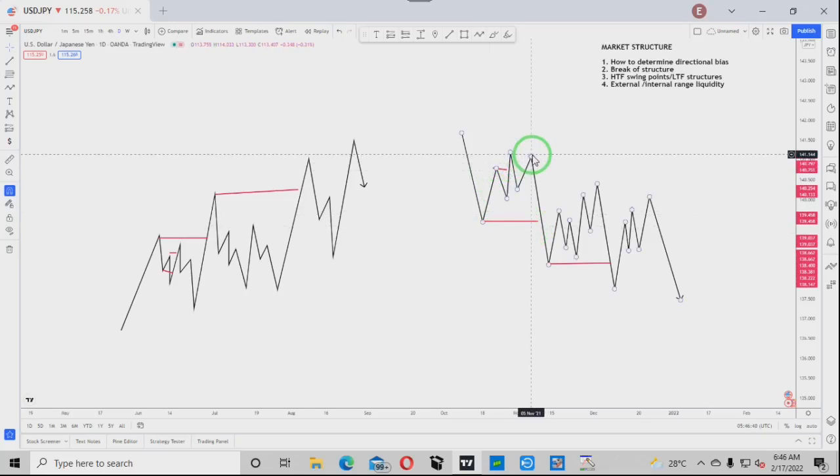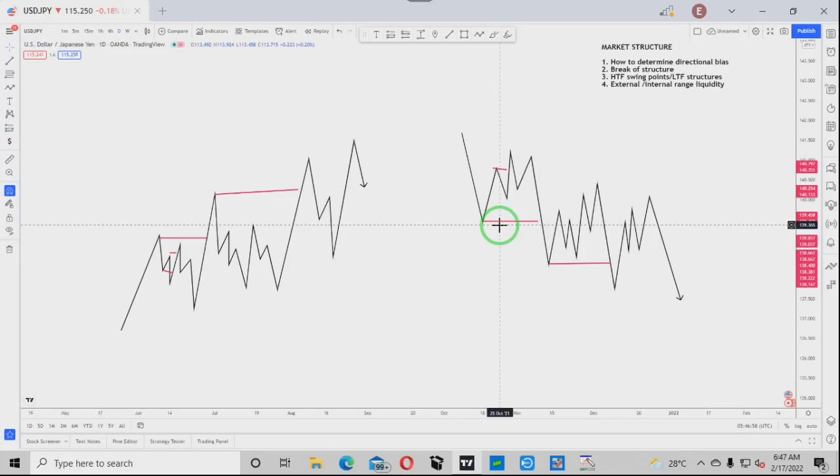This is your high. Look at my cursor. This is your high. It is none of this. This is not your high. It's not your lower high. This is your lower high. Why? Because this is the leg that has the strength to push price to break structure here.